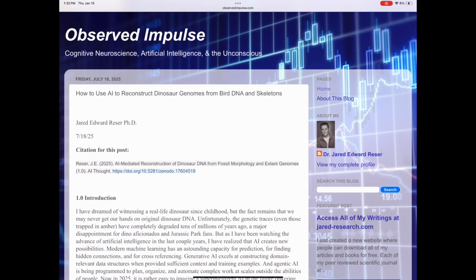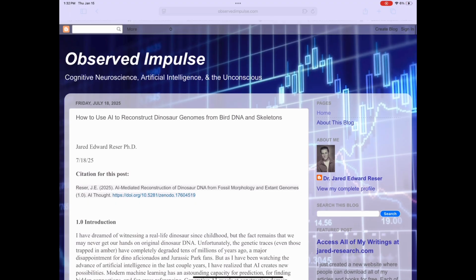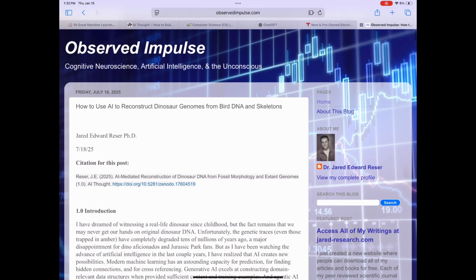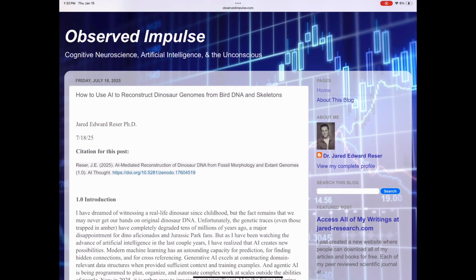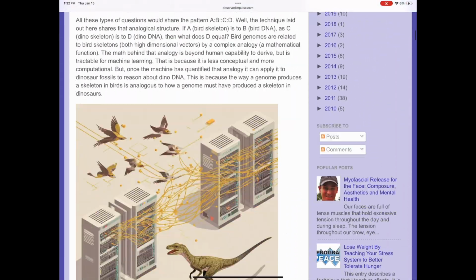Hey everybody. So today I'm going to walk you through this blog post that I wrote on reconstructing dinosaur genomes from bird DNA and skeletons. I think this is really fun. I got really excited about this. I hope that after watching, you feel like this could be possible.